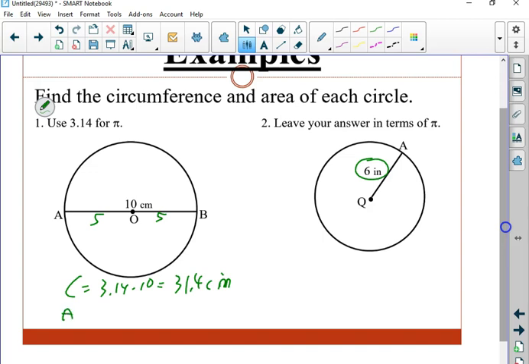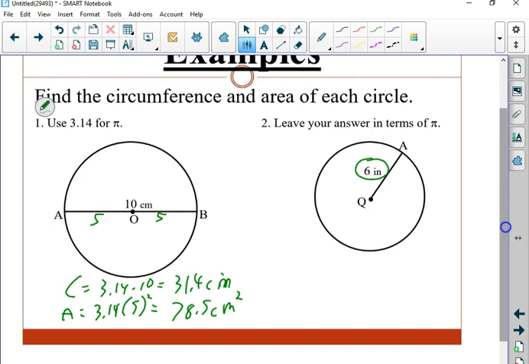The area, we're going to use pi, radius this time, is pi r squared. So 3.14 times 5 squared, which is 25. And 25 times 3.14 is 78.5 square centimeters. This time it's squared because it's the area, square units.